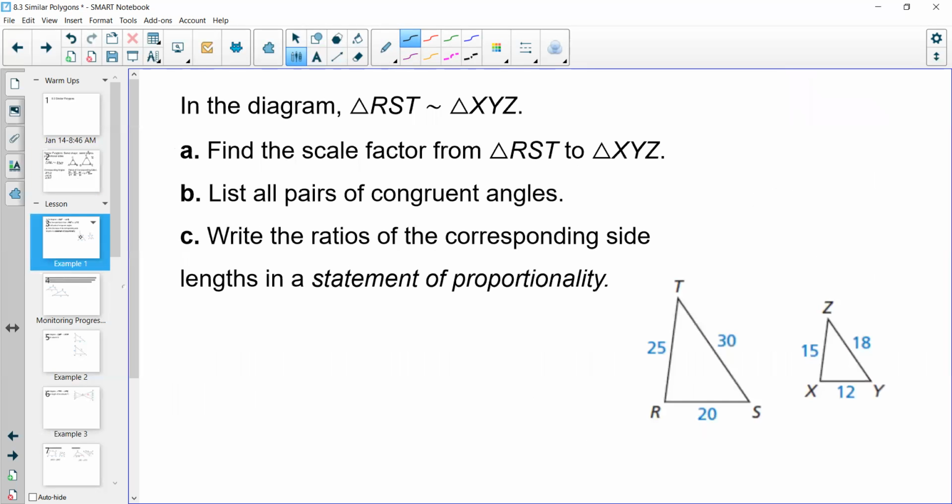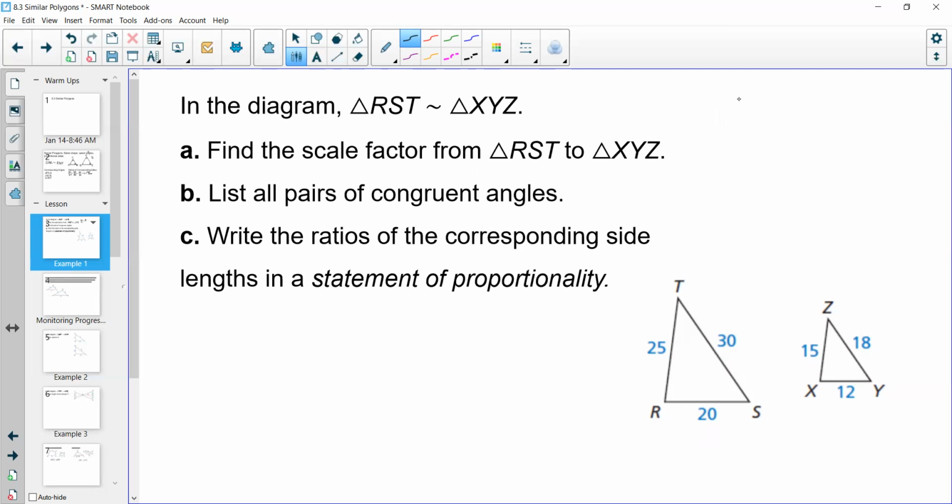So let's take a look at this problem here. We know that this first triangle is similar to the second triangle there, XYZ. What we want to do is find the scale factor from RST to triangle XYZ. So that scale factor is that K. What we want to do is write these as proportions. Again, like we said before, we usually like to do new over old. So I'm going to do the new side versus the old side, and we're going to write them in those proportions. I'm going to start with RS, which is 20, over XY, which is 12. And that should be equal to YZ, which is 18.